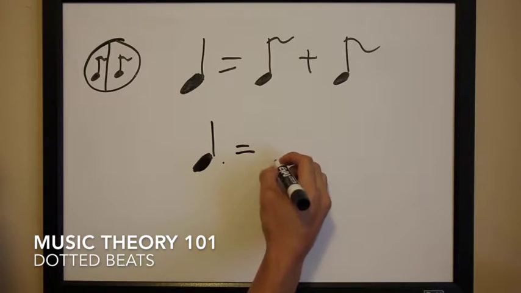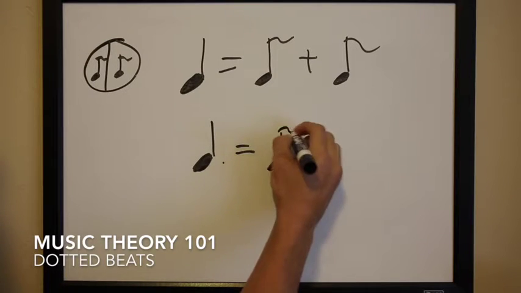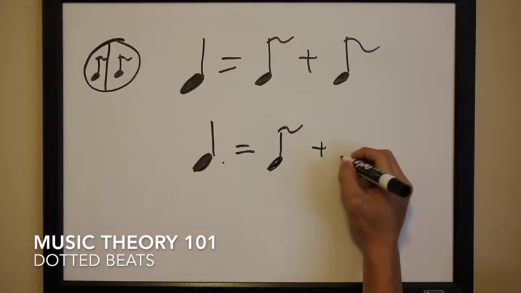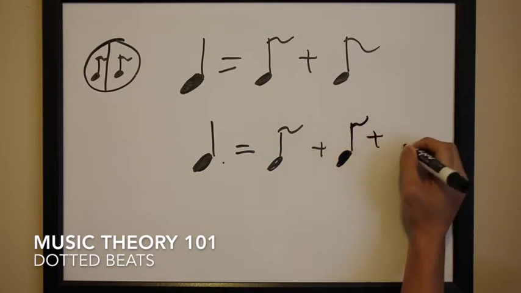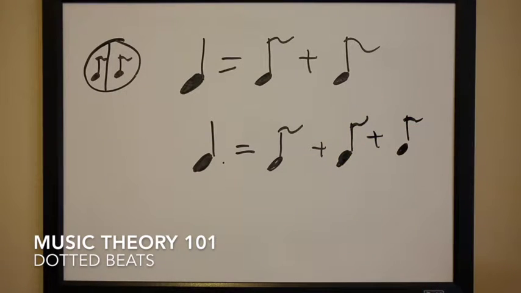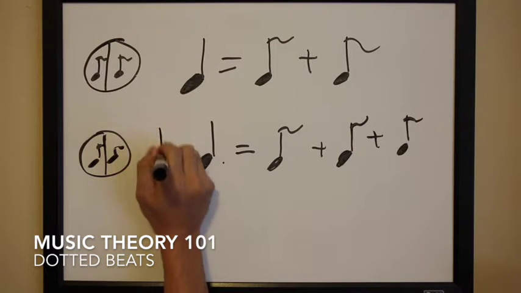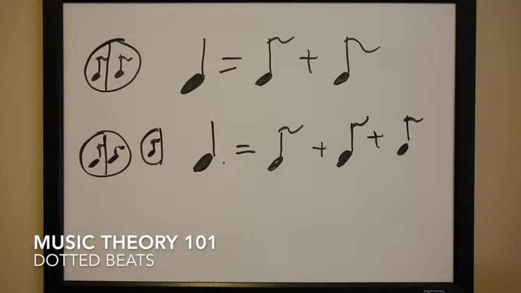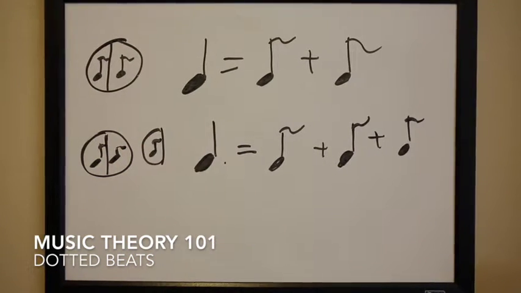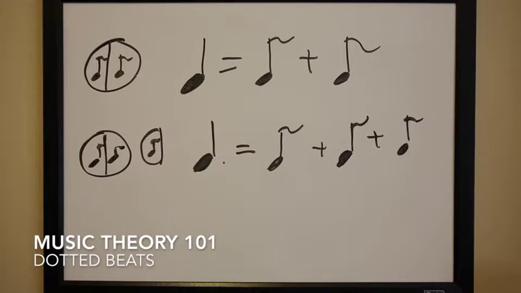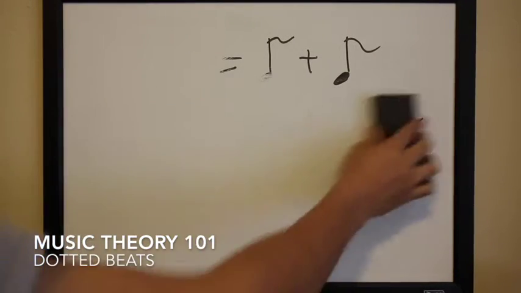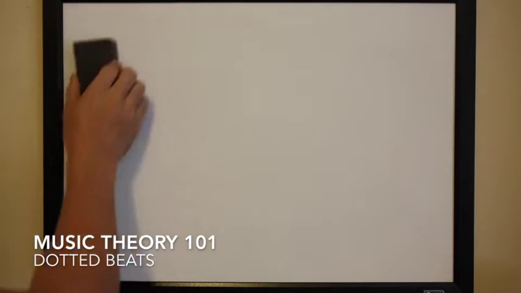Now, if I look at dotted quarter notes, it's like I'm taking the 2 eighth beats, but I add another eighth beat to the end of it. So I have 3 halves. I have 1 full beat from the 2 halves and 1 extra at the end. I have 1.5 quarter beats, or 3 eighth beats, or 3 halves.